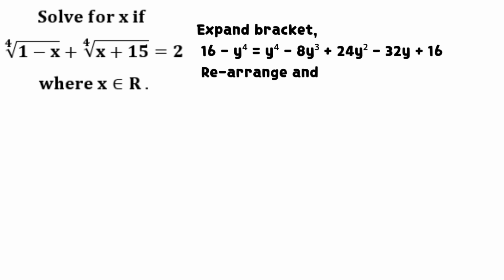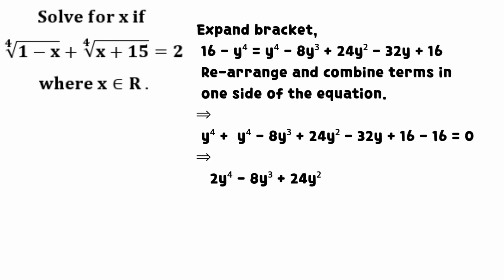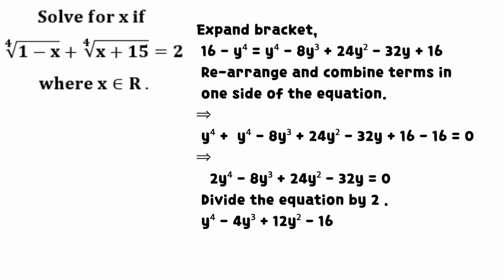Expand bracket. 16 minus y to the power of 4 equals y to the power of 4 minus 8 times y to the power of 3 plus 24 times the square of y minus 32 times y plus 16. Rearrange and combine terms on one side of the equation. It signifies that 2 times y to the power of 4 minus 8 times the cube of y plus 24 times the square of y minus 32 times y equals 0.